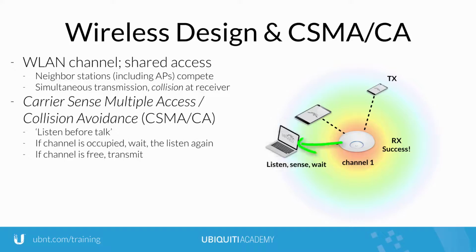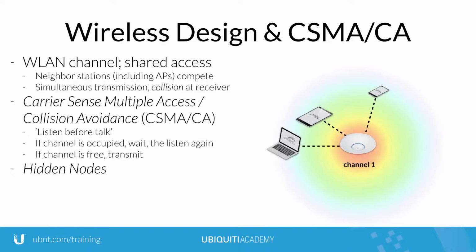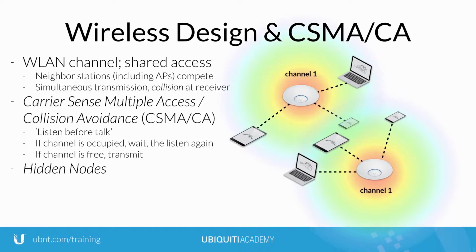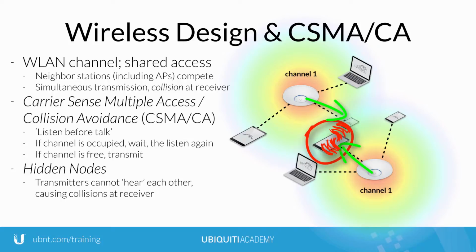listens again before transmitting. Despite reducing collisions, CSMA-CA is an imperfect access method, as demonstrated by scenarios involving hidden nodes, where a receiver hears two transmitters, but the transmitters cannot hear each other, whether due to proximity or physical obstructions, resulting in greater frequency of collisions at the receiver.